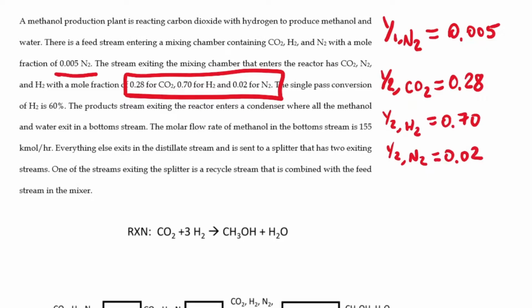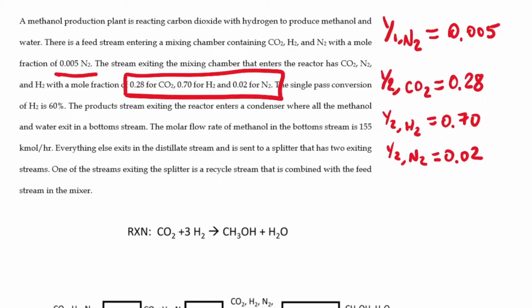Now, as a quick heads up for when we do our degree of freedom analysis, just remember that even though you have 3 mole fractions for stream 2, since there are only 3 components in stream 2, only 2 of them count as knowns.